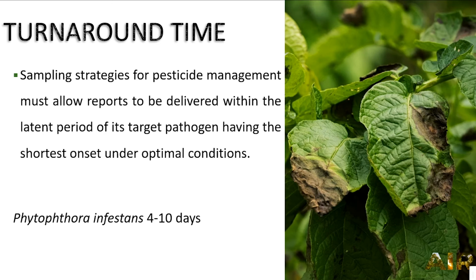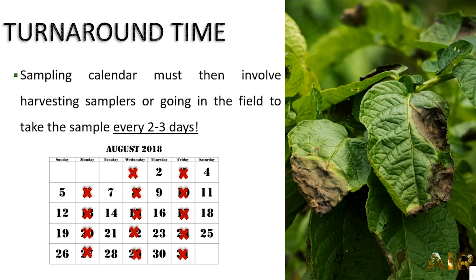So a useful sampling calendar that has the grower's interest in mind must involve harvesting samplers or going into the field to take samples every 2 to 3 days at most. This gives us 1, 2, or perhaps 3 chances to detect the disease before it becomes visible by traditional scouting methods, or before it's too late to do anything.